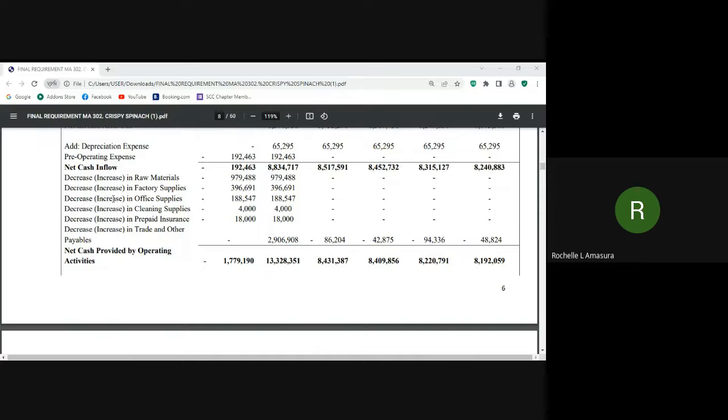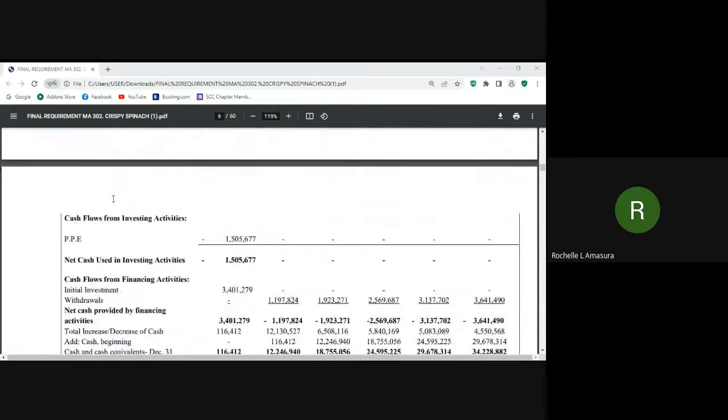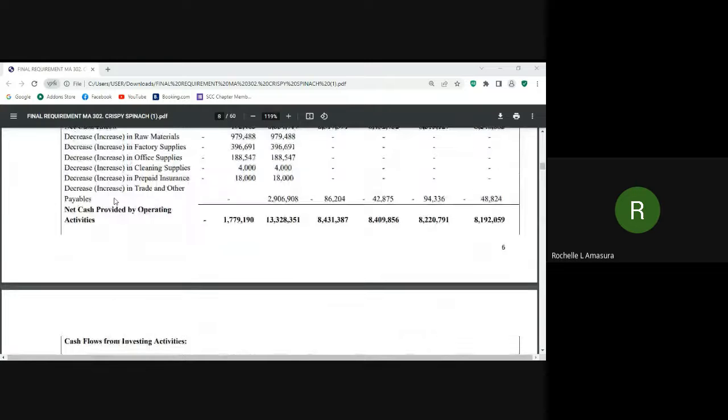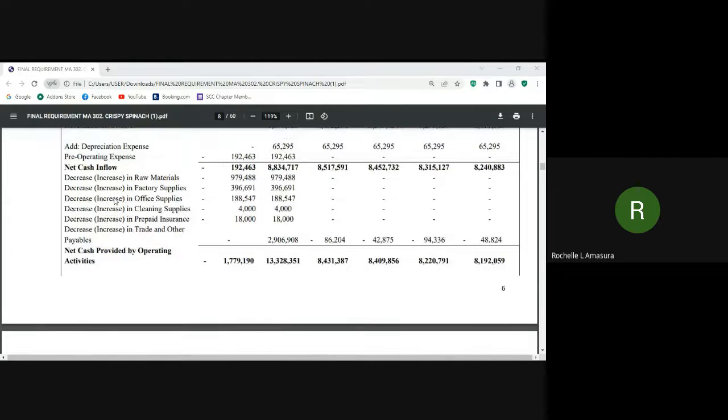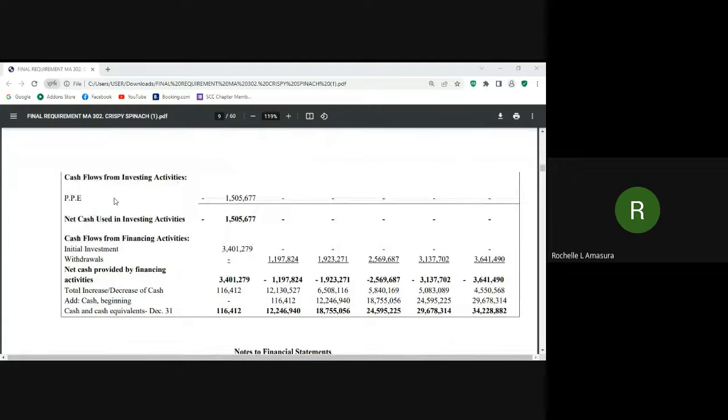Then kaning net cash flow niya sa PPE, cash flow from financing activities, then sa net cash flow provided by financing activities. So here, makita ang total decrease niya sa cash. Sa year zero, wala pa man siya cash beginning. Kaya ang cash and cash equivalent sa year zero, mao ni ang cash beginning sa year 2022. So same procedure lang gyapon siya sa pagkuha sa cash and cash equivalent.